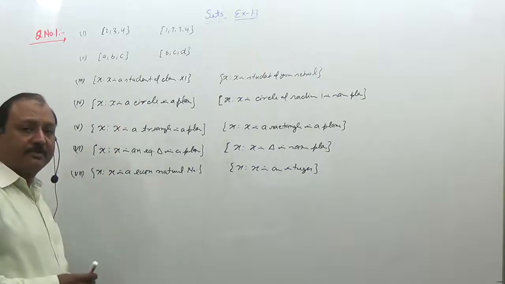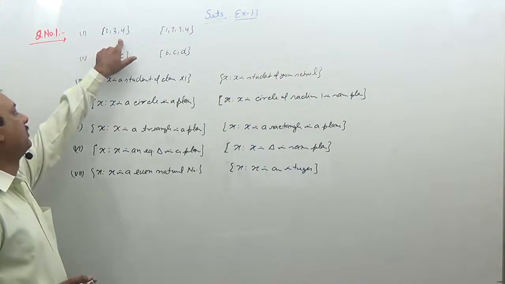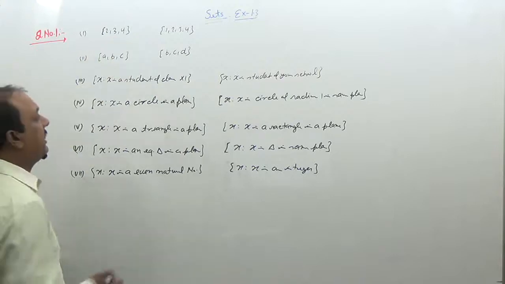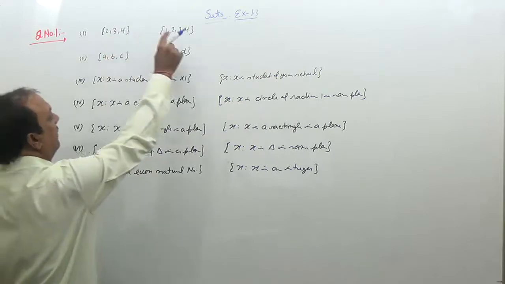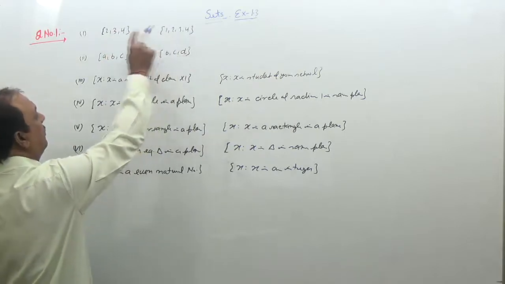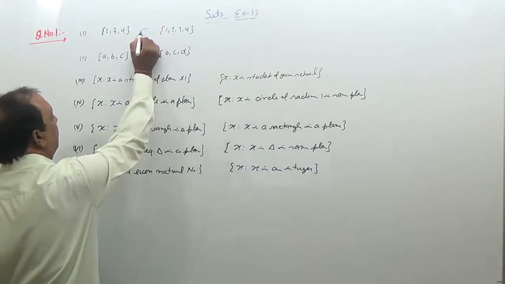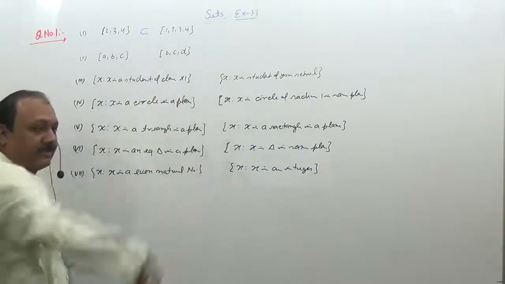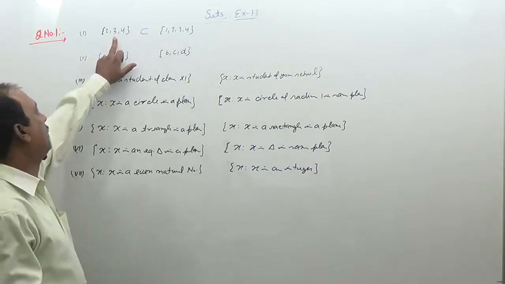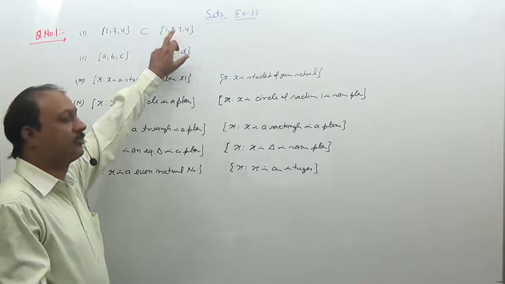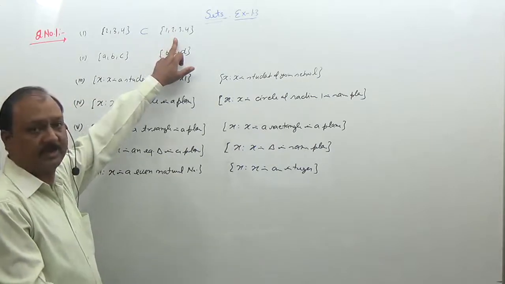So by taking the first part, there are two sets, one set which contains the elements 2, 3, 4 and the second set which contains the elements 1, 2, 3. So all elements of this set lie in this set, that is, they are members of this set also. So we can say that the first set is a subset of the second set. Because all elements of this set also belong to this set, this set is a subset of this set.